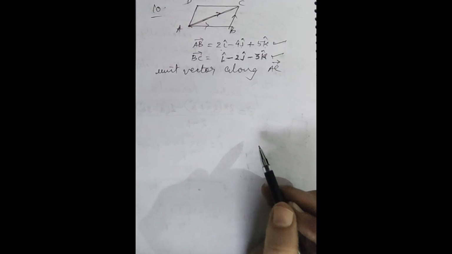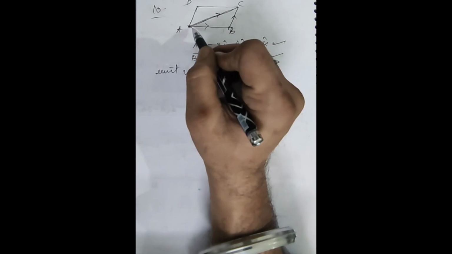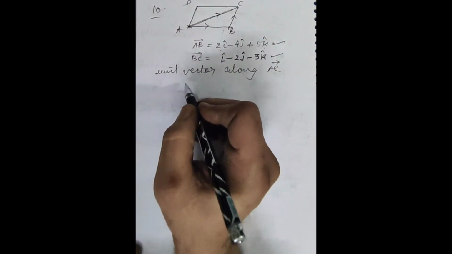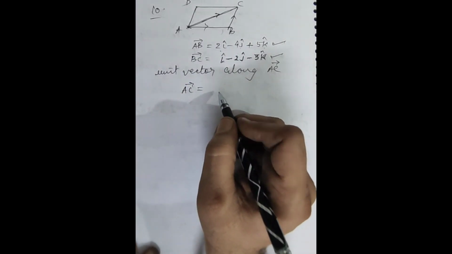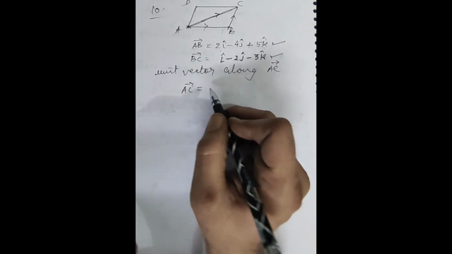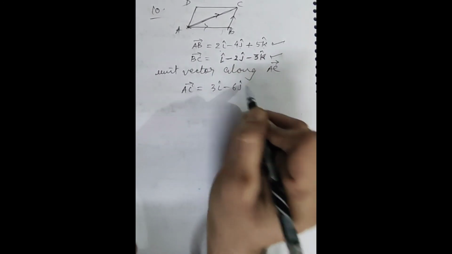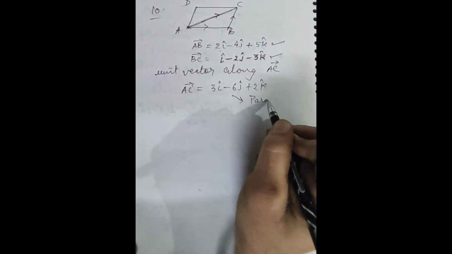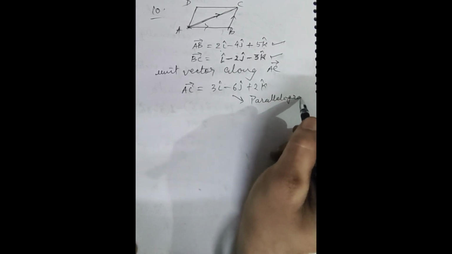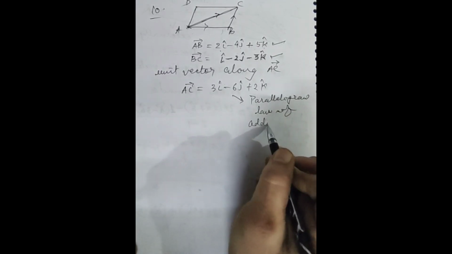Now by the parallelogram law of addition, we are aware that by vector addition AB plus BC is equal to AC. So first of all we can find AC using the parallelogram law of addition. We'll find this to be the sum of these two, 3i minus 6j plus 2k. Here I have used the parallelogram law of addition of two vectors.